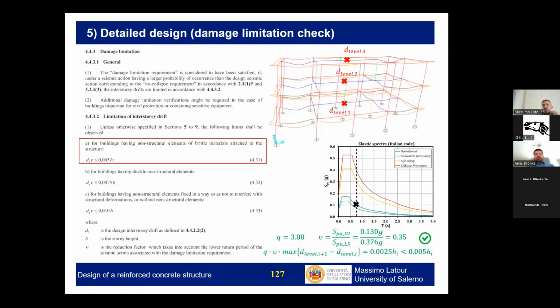Just the last slide, about the damage limitation check. This is the example of the damage limitation check for our building. Basically, you see that normally in reinforced concrete structures, since stiffness is within the basic concept of framing made with this material, this kind of check will be very, very easily fulfilled. As you see, we have a design drift of 0.0025 versus 0.005, so it is largely checked.